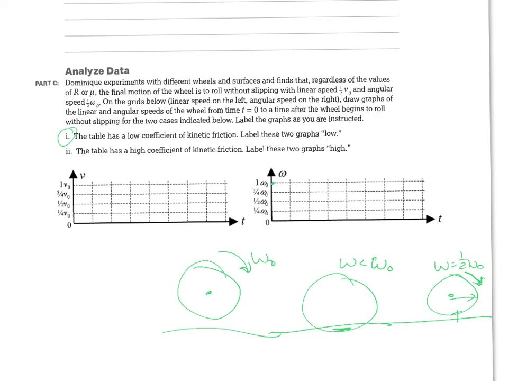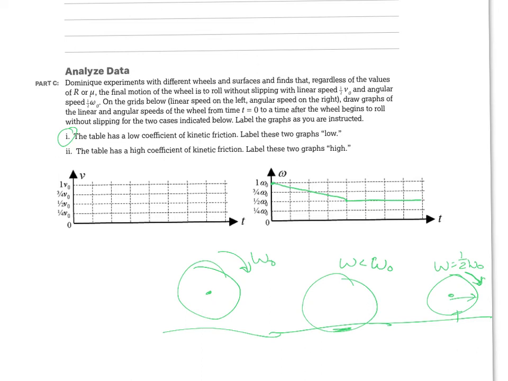So let's just say we've got two systems. I'll do two different colors. Green will be part 1, a table that has a low coefficient of friction. If it has a low coefficient of friction, it's going to take a large amount of time to get to half of the initial velocity. So t is going to be a lot larger. So it's just going to take a long time to get to half of the initial velocity, and then I'll flatline it.